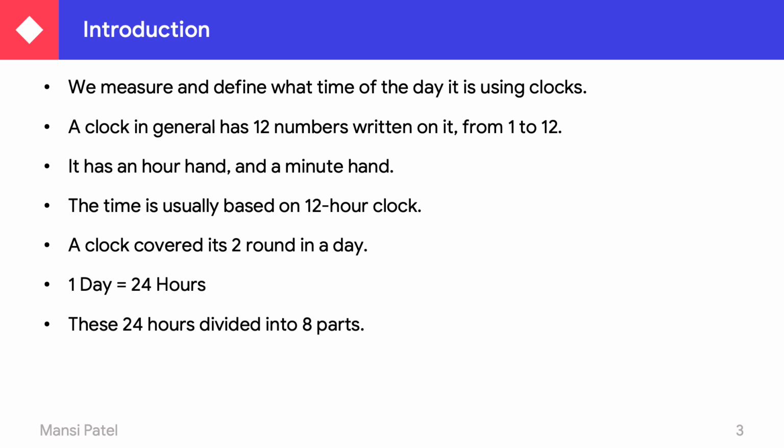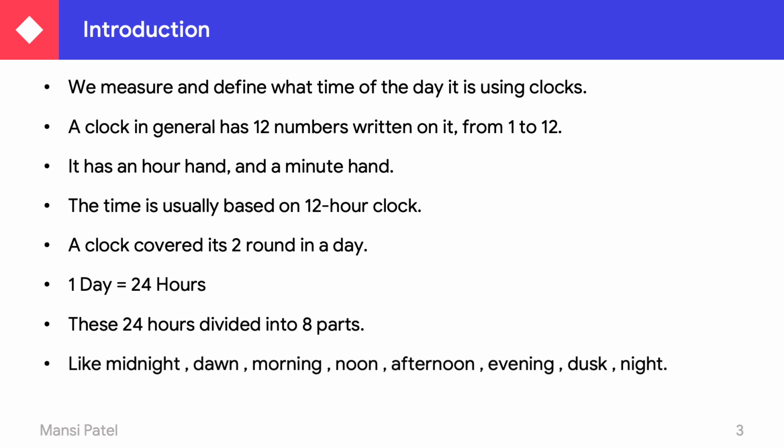And these 24 hours are divided into 8 parts. Which are they? See here: midnight, after that the dawn period, then morning, noon, afternoon, evening, dusk, and night. These words are new for you. So let us see the meaning of these words.